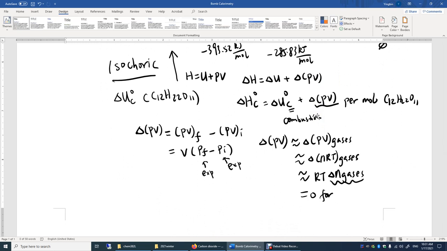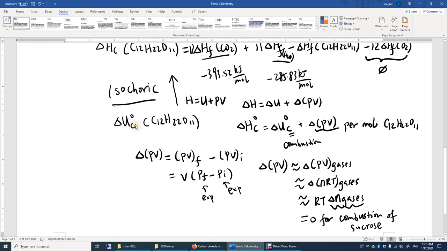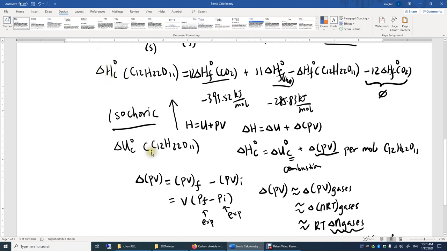For the combustion of sucrose, we're just lucky here. Now in this case, if we determine the internal energy of combustion, and then we can get the enthalpy of combustion directly because they differ by approximately zero. We made three approximations in this derivation.